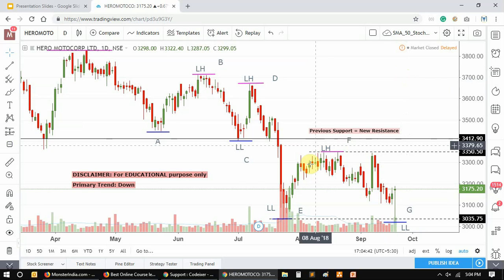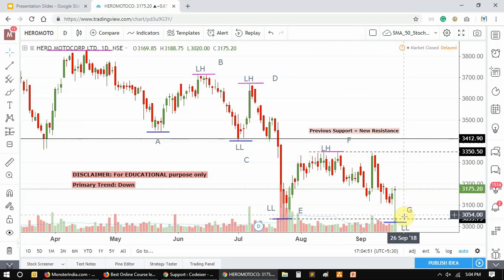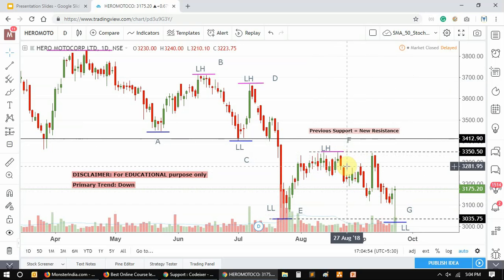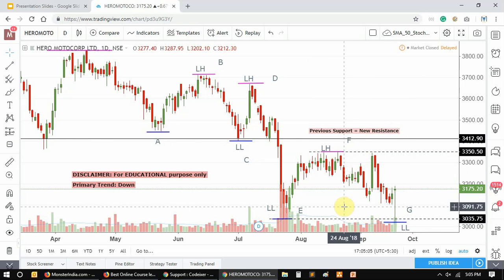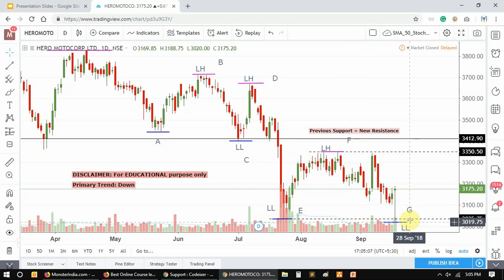So what we said last time is that from this top, either this stock will go up to this zone, 3410, and then fall, or it may directly fall and come down here. In fact, we were expecting one more, which is the last leg of this corrective move, to hit a lower low, which it actually did yesterday in the last trading session of the week. It just broke this level of 3035 and came down to 3021, which is good enough for us to count as the next leg.